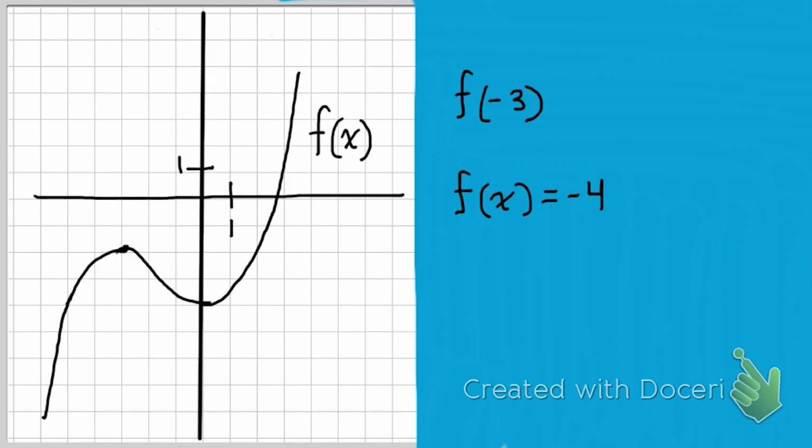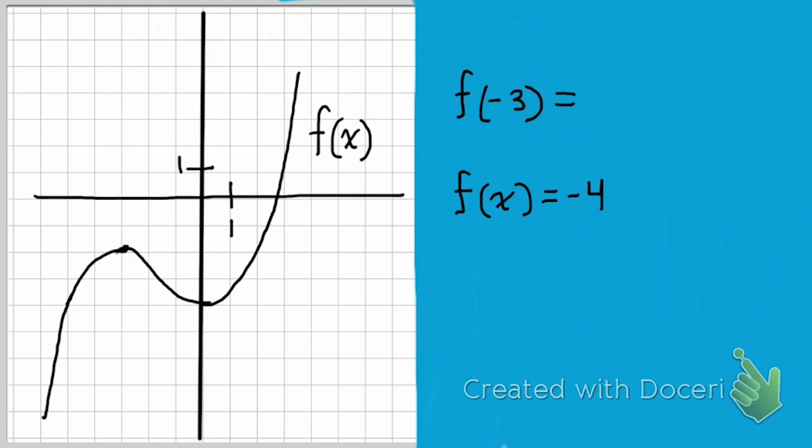Okay, and finally, we're going to wrap things up here with looking at the graph of a function, f of x, and just seeing that we're clear on our notation and able to answer a couple of questions about the function based upon its graph. The first question is, what is f of negative 3 based upon the graph?